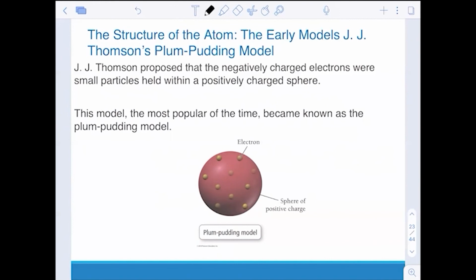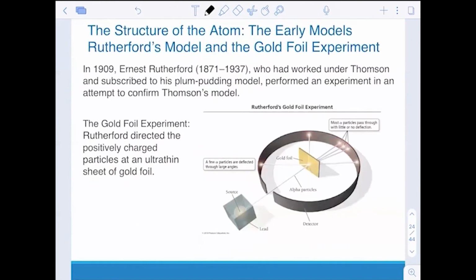What came after this was the Rutherford gold foil experiment. In 1909, Ernest Rutherford, who was working under J.J. Thomson at Cambridge, had subscribed to the plum pudding model, and he was performing an experiment to confirm this. This is what's great about hypotheses. You might have one, and it turns out to be the exact opposite of what you think it is. The gold foil experiment that Rutherford used, why not gold foil?